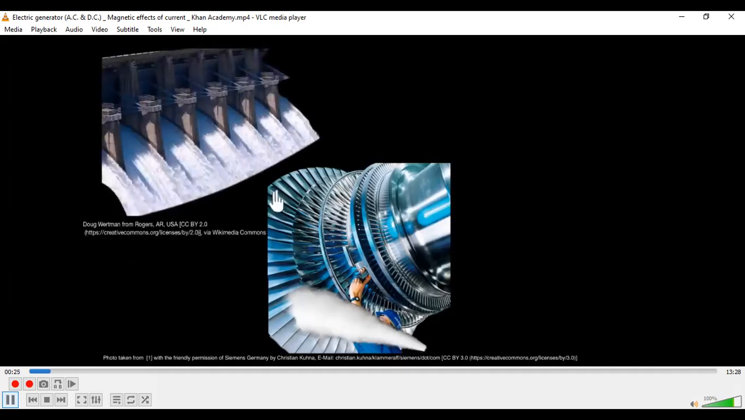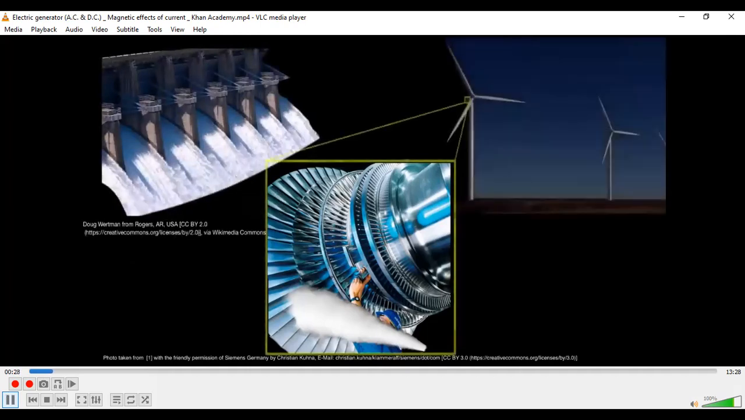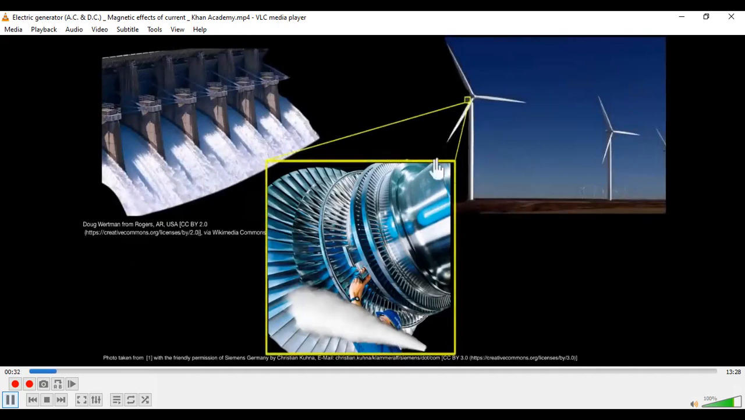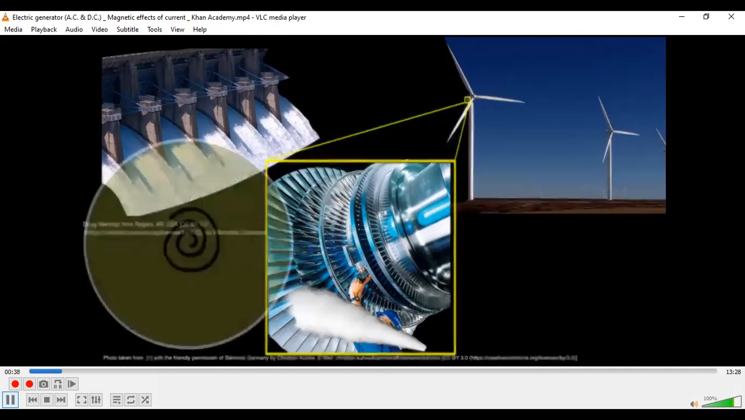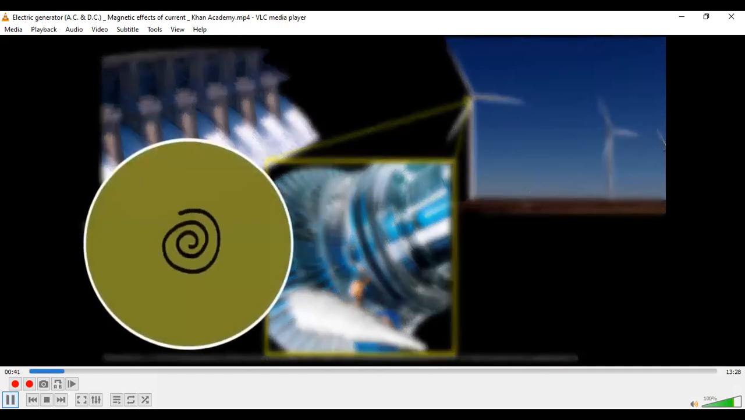Or water, another example, and the wind works for us. Here it shows that we are using water energy for the generator.